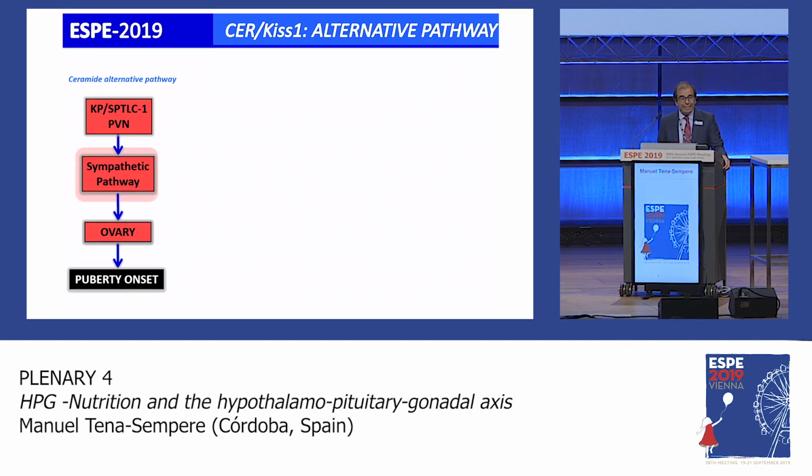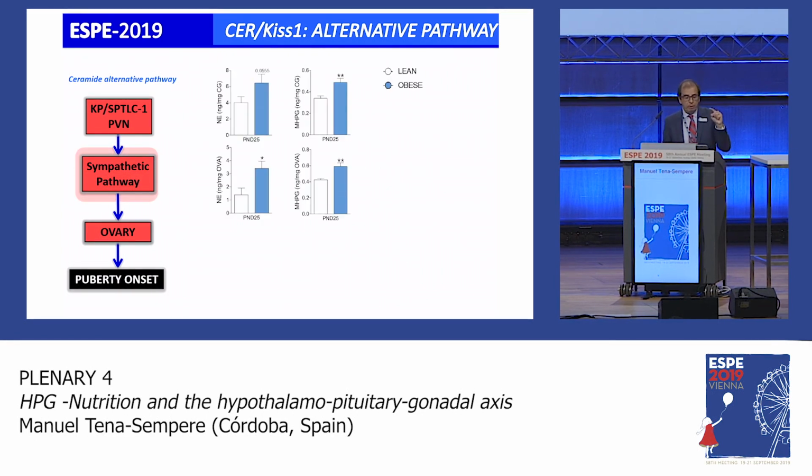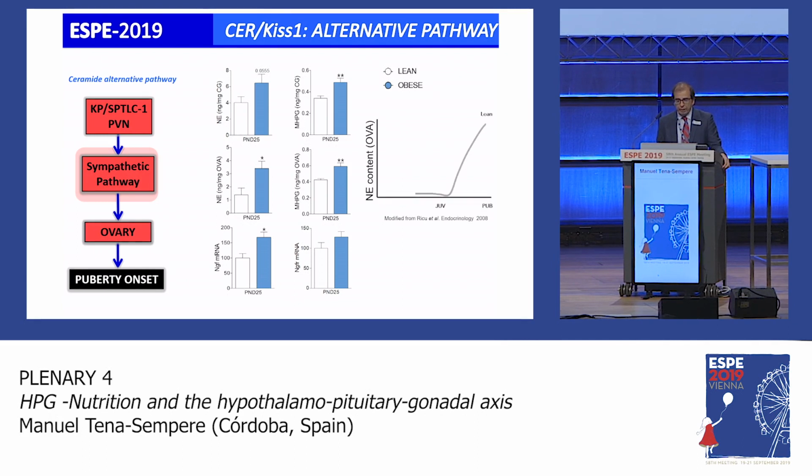We have obtained evidence that indeed the sympathetic output, because the PVN is the origin of the sympathetic innervation of the ovary, is affected. In obese female rats undergoing puberty too early, the activation of the sympathetic innervation of the ovary is increased by different markers, noradrenaline content, some metabolites, and also some molecular markers of sympathetic activity in the ovaries. So in fact, what apparently is happening here is that the increase in the sympathetic tone that goes to the ovary during normal puberty is significantly advanced in obese individuals.